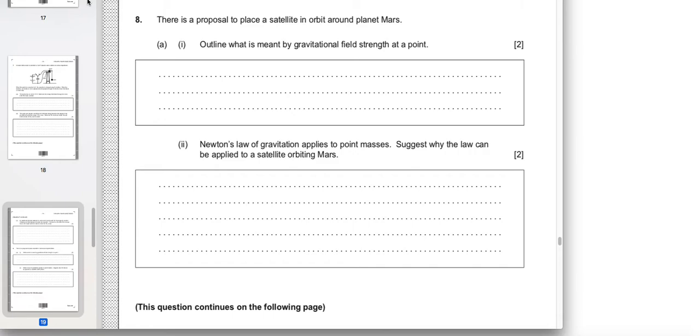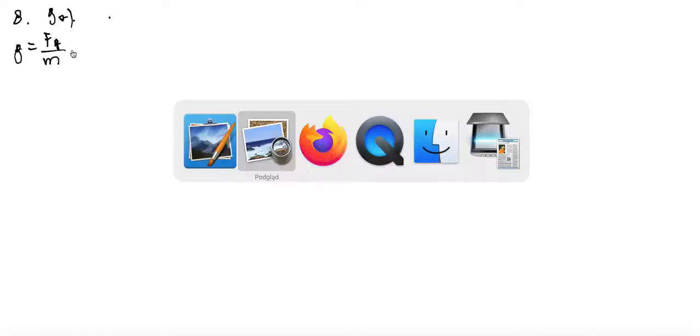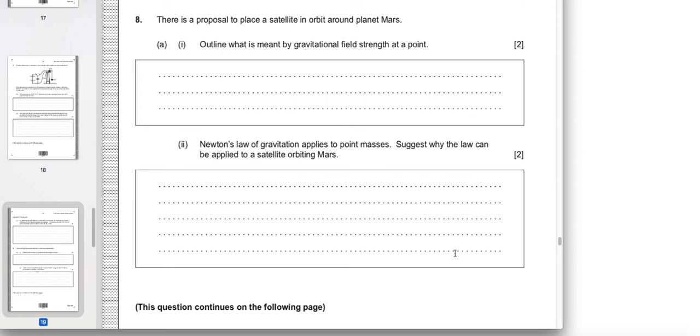Outline what is meant by gravitational field strength at a point. Gravitational field strength is the gravitational force acting on a unit point test mass. Newton's law of gravitation applies to point masses. Suggest why the law can be applied to a satellite orbiting Mars. Because the satellite orbiting Mars behaves as a point mass. Each object has something called a center of mass. So Newton's law, which works for point masses, can be used for every object of every shape if you calculate the distance to the center of mass. So you have to refer to the center of mass here.